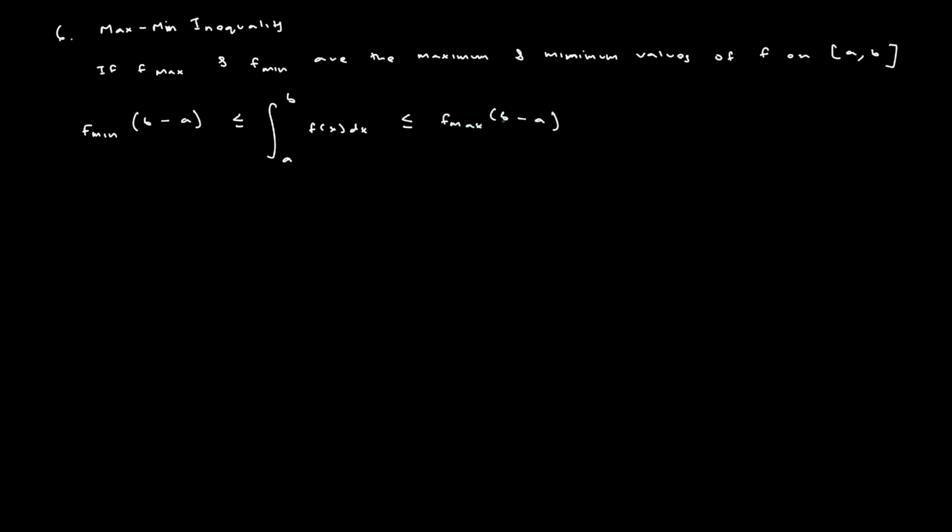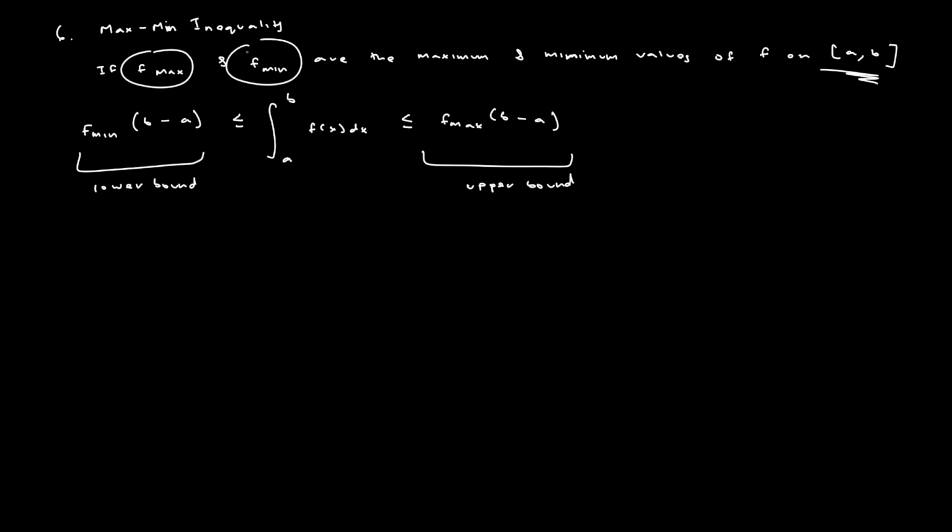And again, this kind of makes sense, right? So this max-min identity is just for us to be able to lower bound. So this is like a lower bound on the value of the integral, and then over here we form an upper bound of the value of the integral. And so all we're saying is that on some interval, if we know the maximum value and the minimum value that the function takes on, we can then lower bound and upper bound the value of the definite integral on that interval as well.